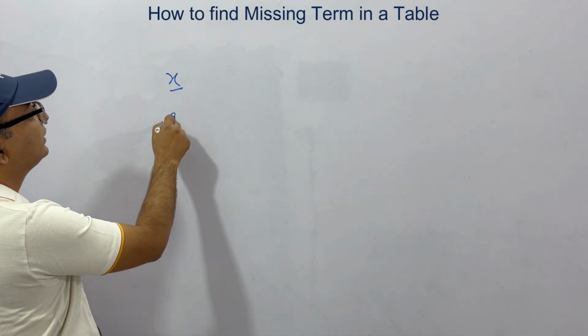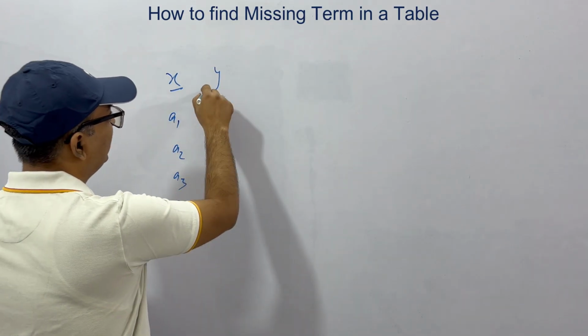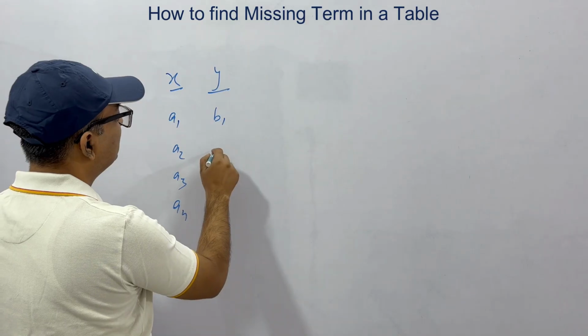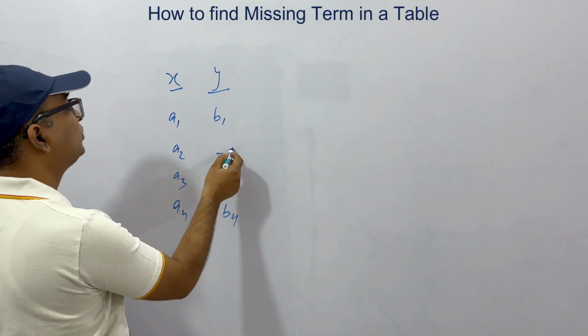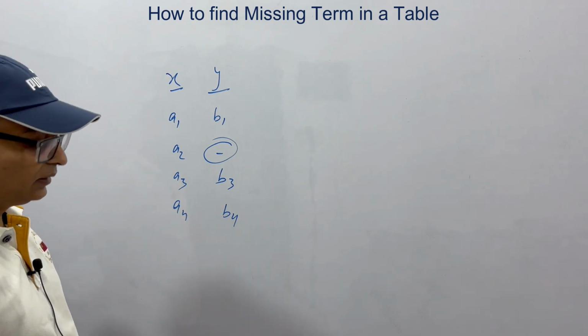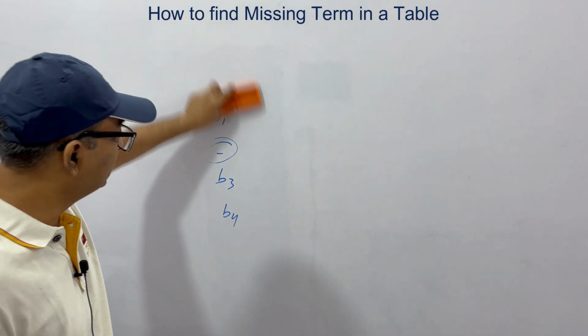X is, let's say, given as a1, a2, a3, a4, and y is given as b1. Here we don't have any value, then b3 and b4. Then how to find these terms? We'll learn now how to find this. So there are two methods.